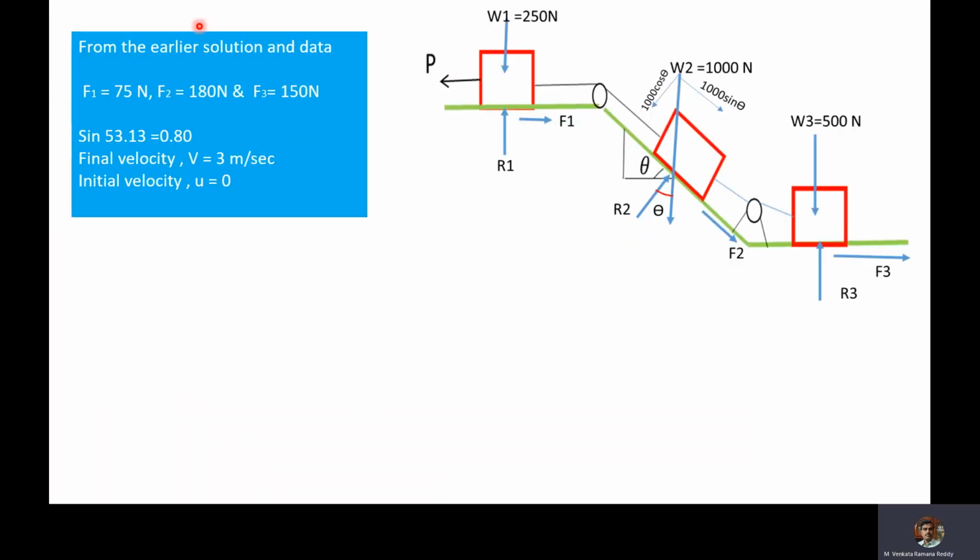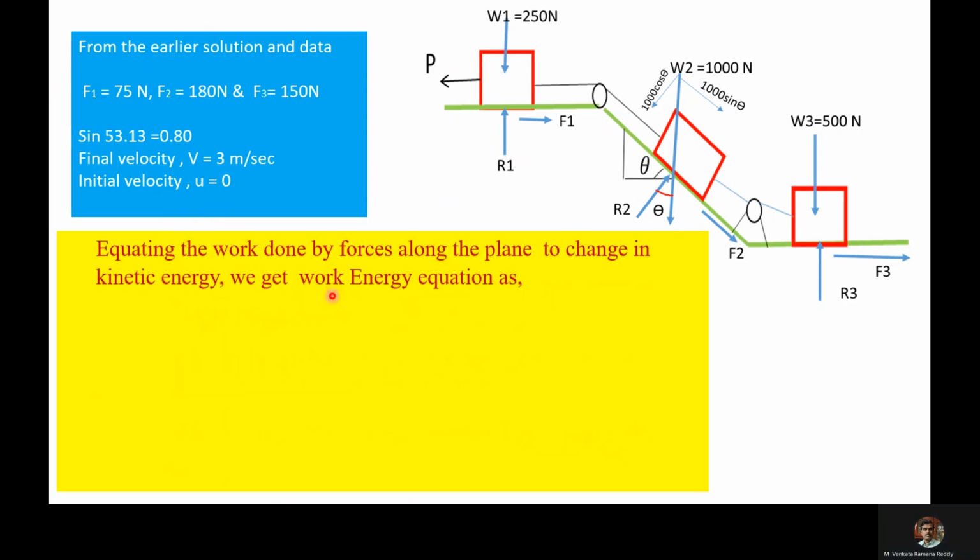From the earlier solution, this is the data we got: F1 is equal to 75 Newton, F2 is equal to 180 Newton, F3 is equal to 150 Newton, sin 53.13 is equal to 0.80, final velocity V is equal to 3 meters per second, and initial velocity U is equal to 0. Then we'll apply the work energy equation in order to find the force value P. That work energy equation is sigma F into S is equal to half mv square.